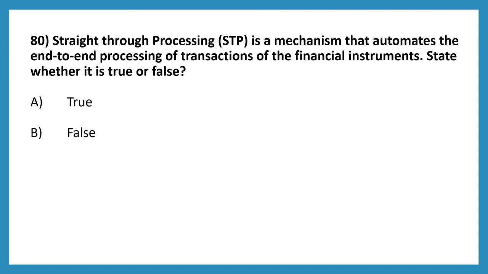Next question. Straight through processing is a mechanism that automates the end-to-end processing of transactions of the financial instruments. State whether it is true or false. The correct answer is option A, true.